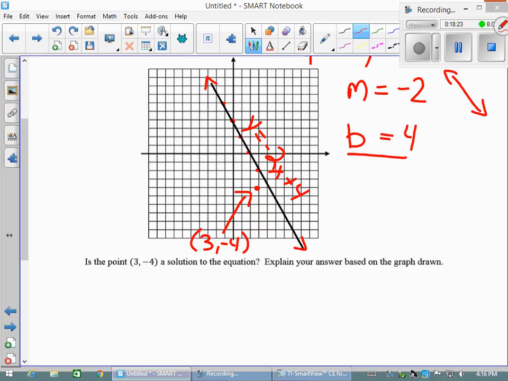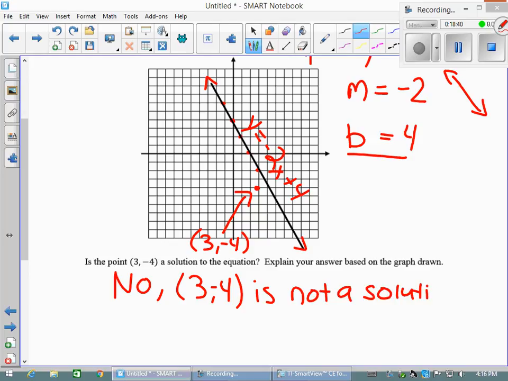(3, -4) is not a solution to the equation because it is not a point on the line.